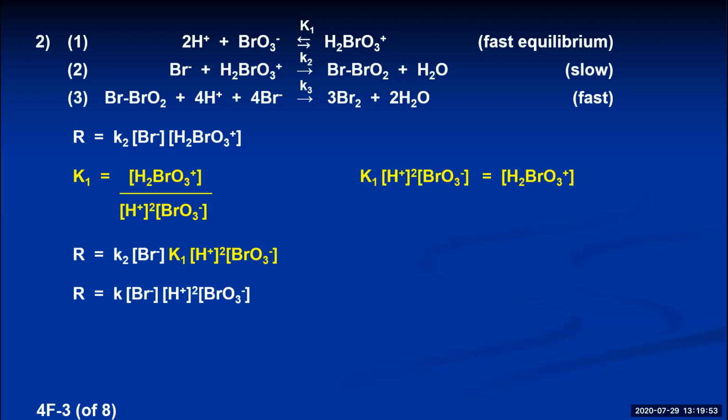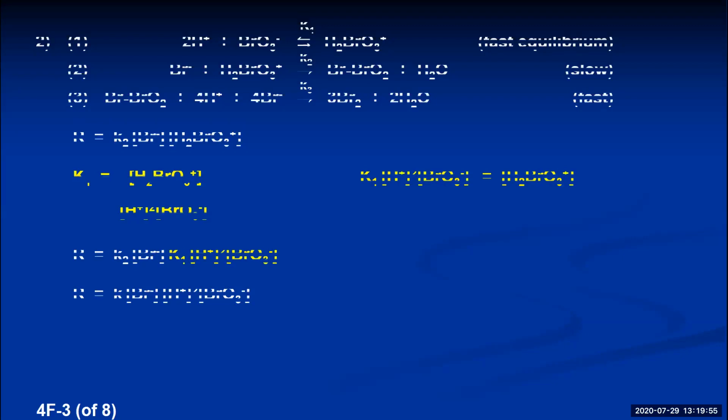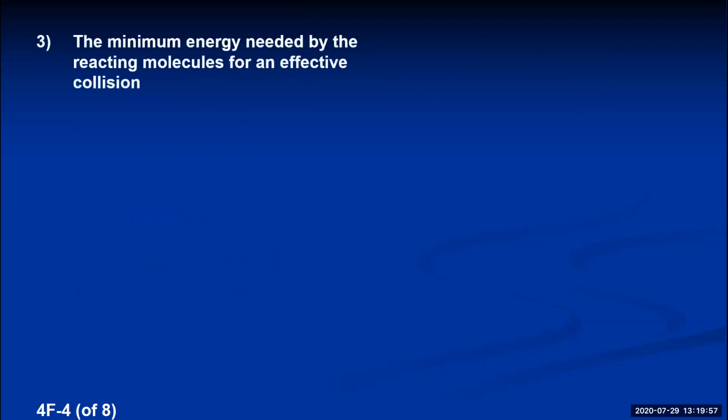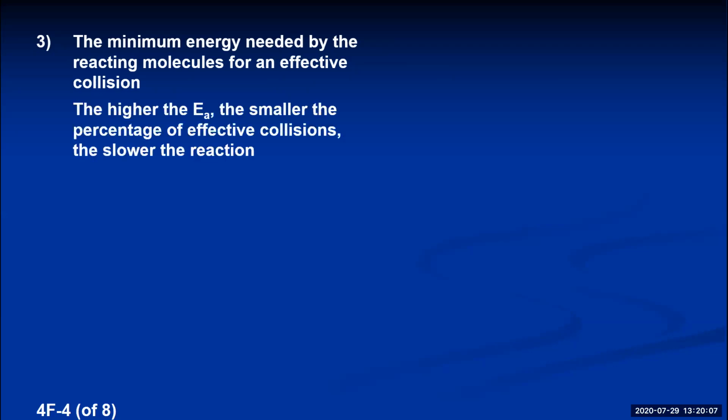Number 3, what is the physical interpretation of the activation energy? The activation energy is the minimum energy needed by the reacting molecules for an effective collision. Second, why should it have any bearing on the rate of a reaction? That's because the higher the activation energy, the smaller the percentage of effective collisions you're going to have, so the reaction rate's going to be slower.